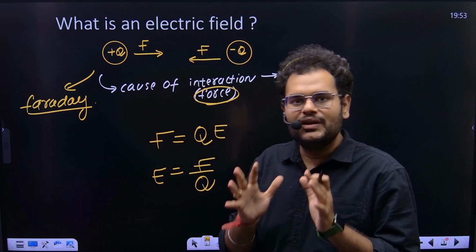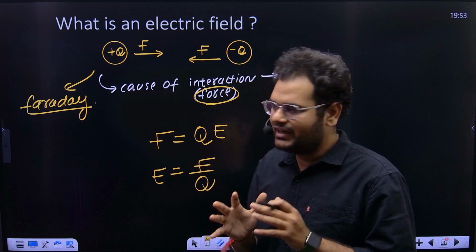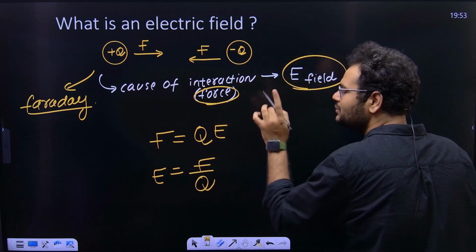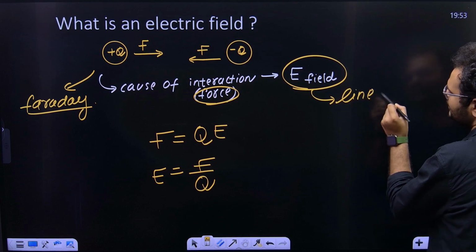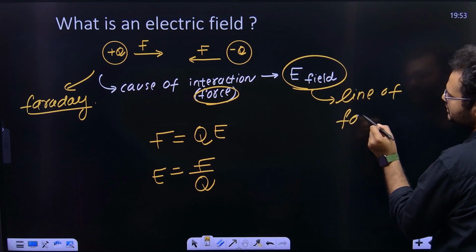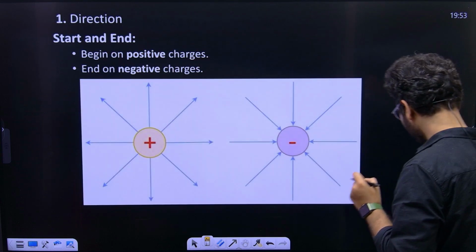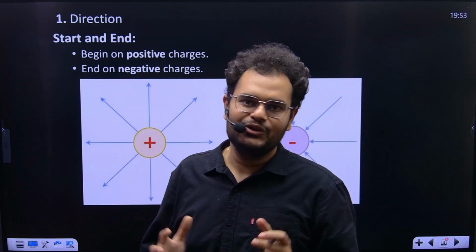So in brief, we have discussed the electric field. Because it is responsible for the production of force, it is also called a line of force. But from where will the question come in the exam? It will come from the properties which we are going to discuss now.